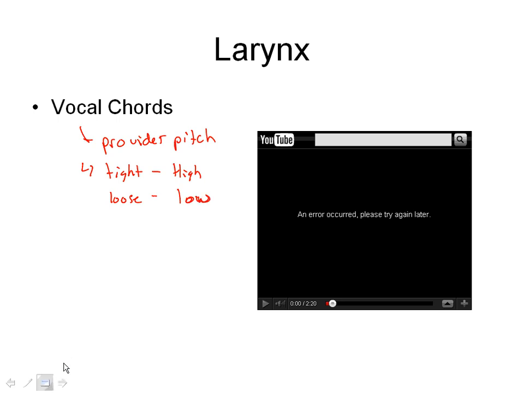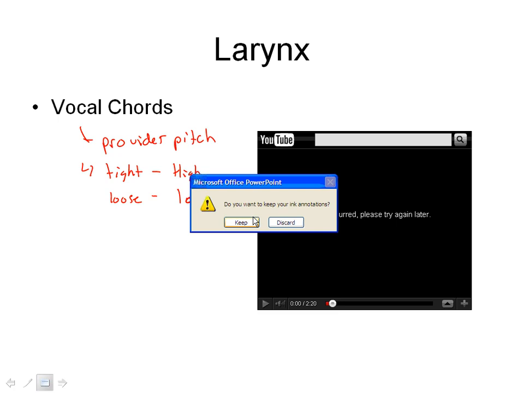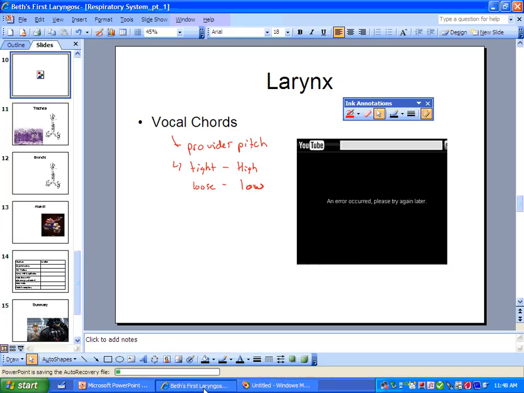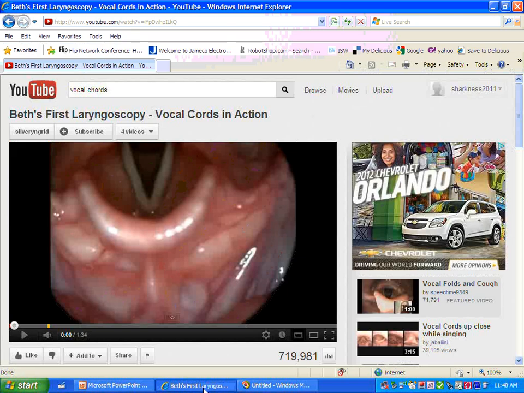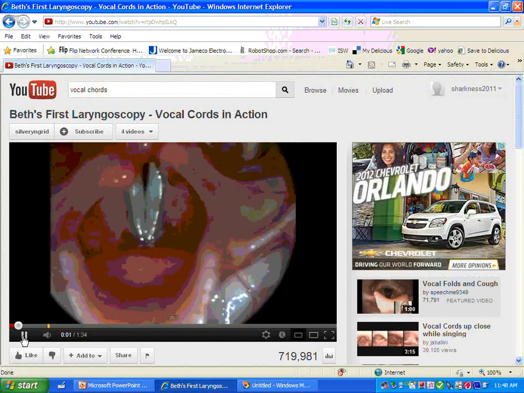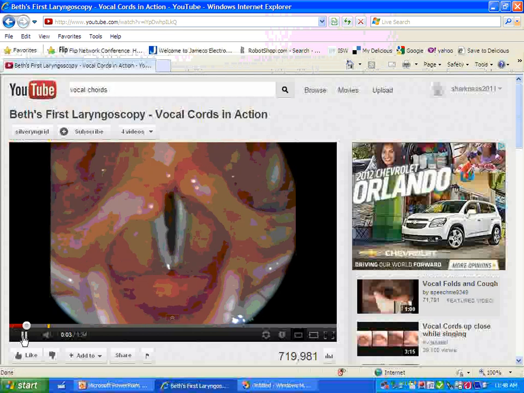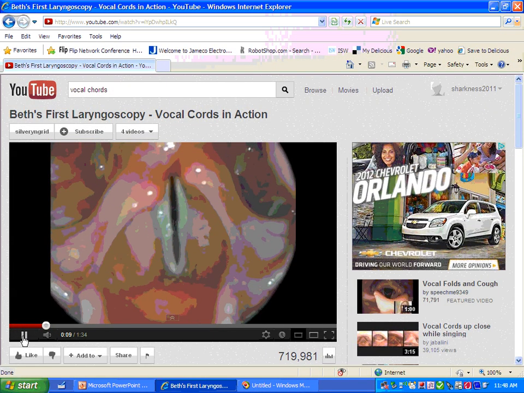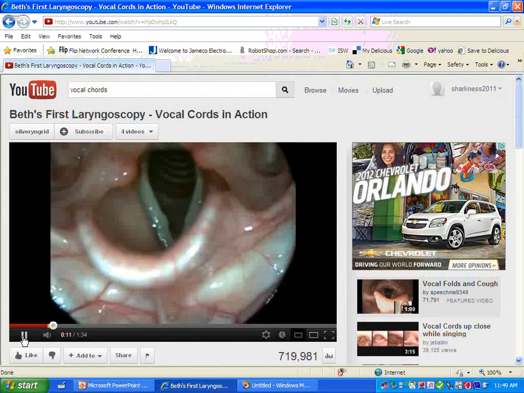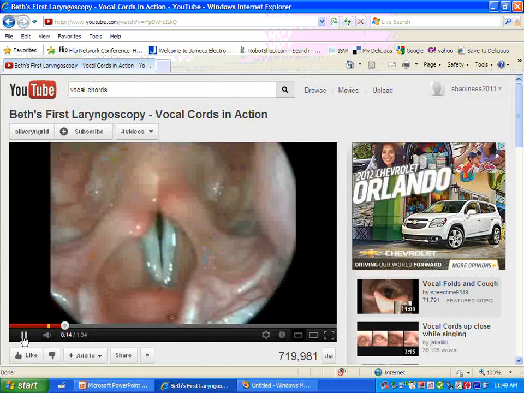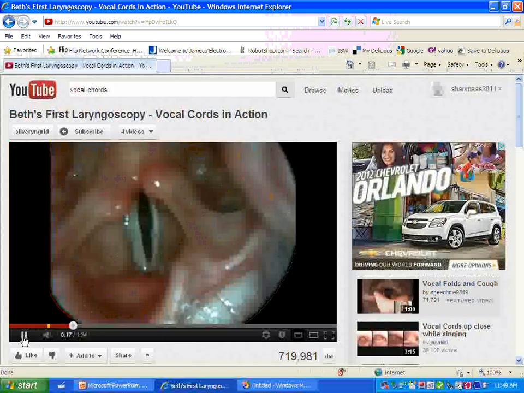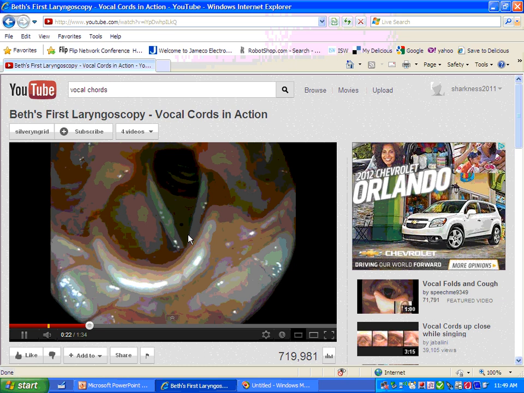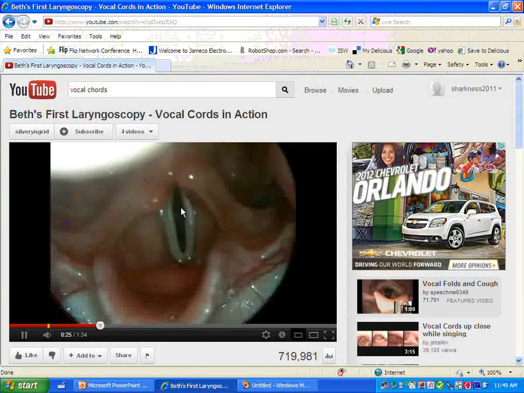Okay, so let's take a little peek. Hopefully this works all right. And we just have a nice disgusting video on what the vocal cords look like. So these are the vocal cords here. It's a little laggy, but you can see that they're producing the pitch.